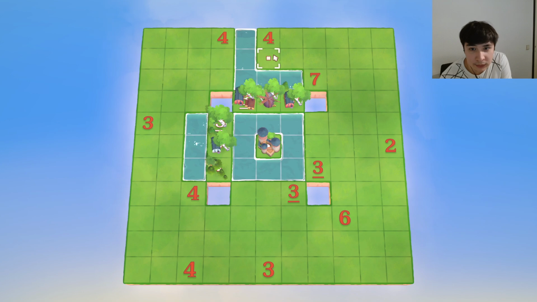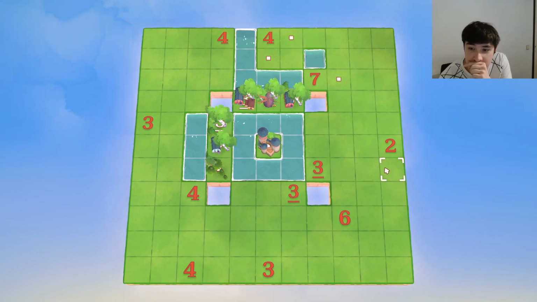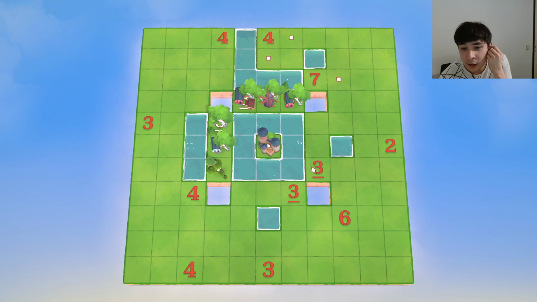For this 4, this here is land. If this is water, we don't have enough room, so this is land. And then it flip-flops between these spaces, so this is water. These bits are water because the 3s flip-flop between horizontal and vertical orientations.